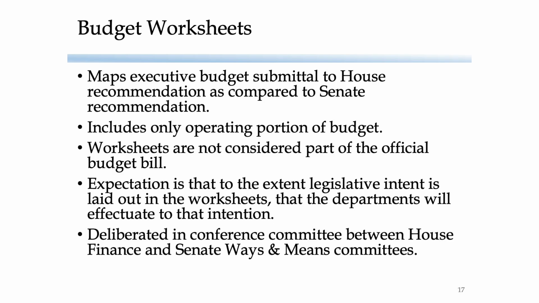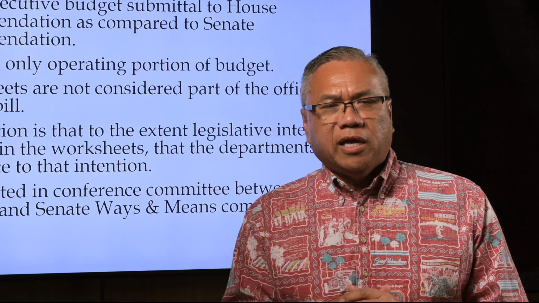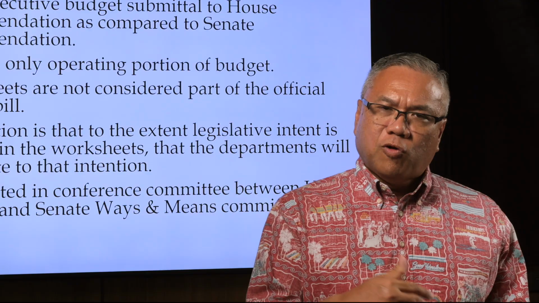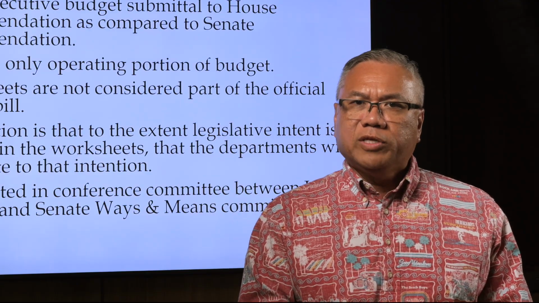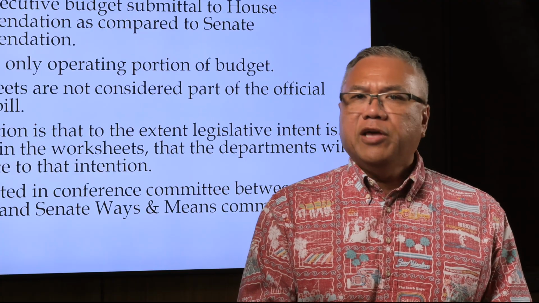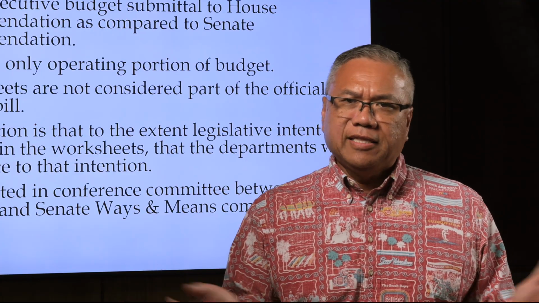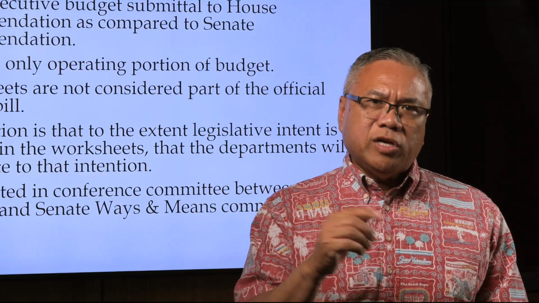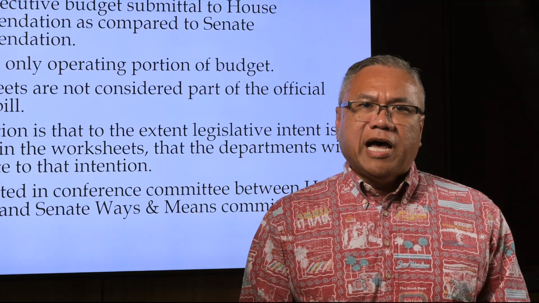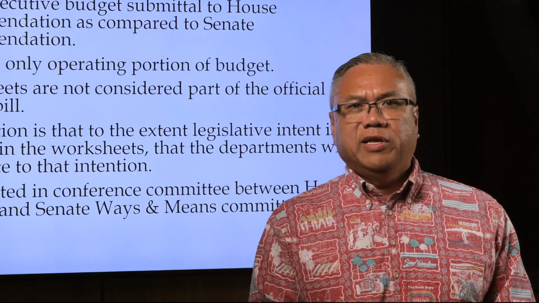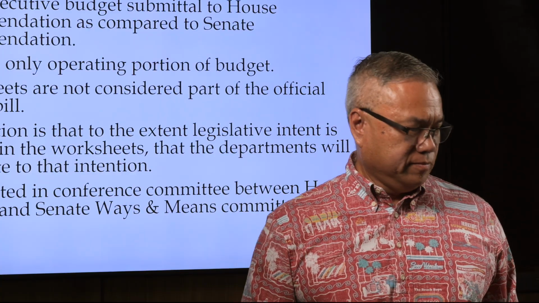One might be the worksheets that look at what the House of Representatives did when they finished deliberation on the budget. What did the Senate do when they finished looking at the House version of the budget? And then finally, in conference committee, before they passed the budget bill, what was the final decision from both the House and the Senate to complete the budget bill? If you can find this budget worksheet and look at it, I guarantee you will find it so much more informative than the actual budget bill itself.